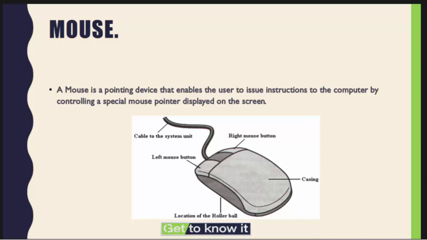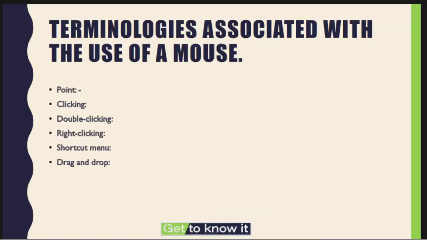In our next lesson, we are going to talk about the terminologies associated with the use of a mouse. So we'll be discussing the pointer, clicking, double clicking, right clicking, shortcut menu, drag and drop, just to mention but a few. See you there.